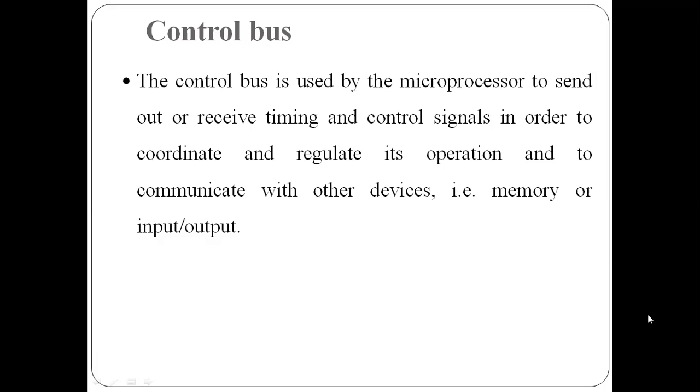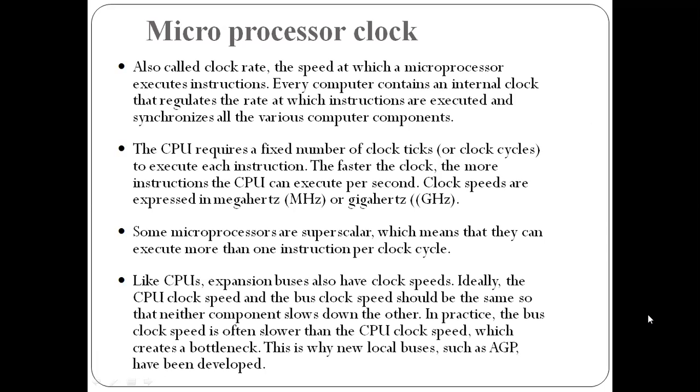Control bus is used by the microprocessor to send out or receive timing and control signals in order to coordinate and regulate its operation and to communicate with other devices, that is memory or input output devices.